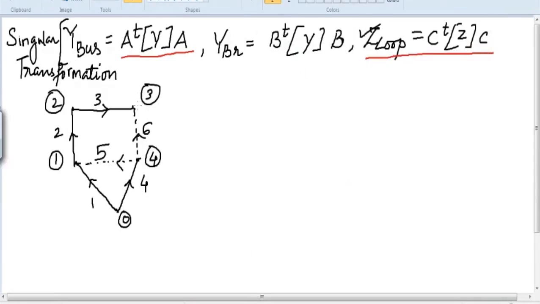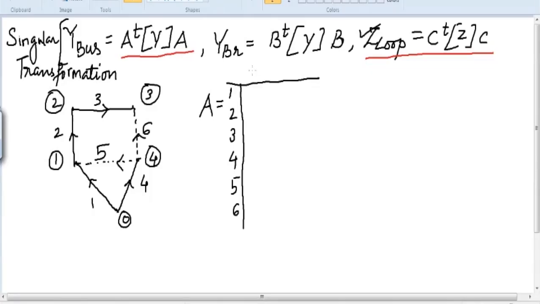Now let us first write the A matrix. We all know what the A matrix is. The A matrix is the bus incidence matrix, and while writing it, we write the elements first. We are able to write all these elements in sequence because we have considered the first four elements as branches and the last two elements as links. So 1, 2, 3 and 4 are branches, and 5 and 6 are links.